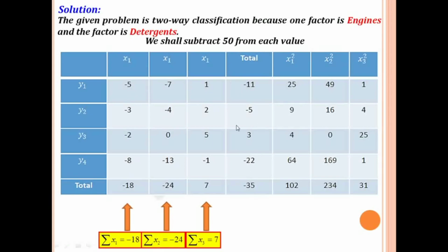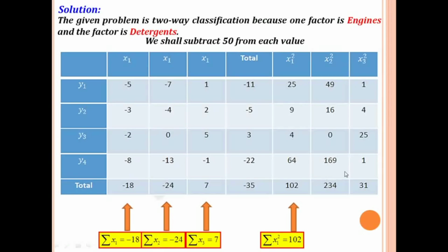Once you complete this portion, next we take the squares of x1, x2, x3. Why? Because we want to find the sum of squares of the total. That's why we are finding x1 square, x2 square, x3 square. What is x1 square? Minus 5 square equal to 25. Minus 3 square, 9. Minus 2 square, 4. Minus 8 square, 64. After that, adding these four values, you get sum of x1 square equal to 102.